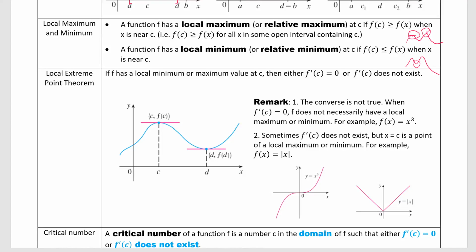Okay, so we have this picture. You can see the local maximum. The slope is 0. Okay, the slope of the tangent line is 0. And at the local minimum, we also have the slope of the tangent line is 0.